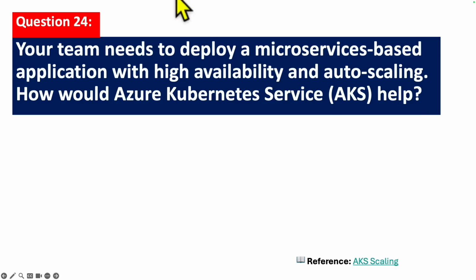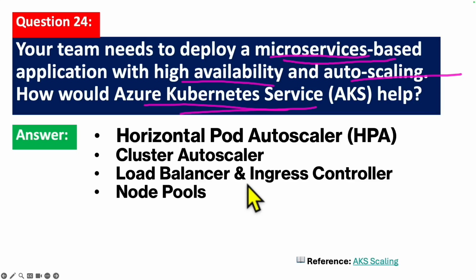Let's look into question number 24. This is a scenario based question. Let's read out the question number 24. Your team needs to deploy a microservices based application with high availability and auto scaling. How would Azure Kubernetes Service help? So key points here are microservices based, high availability and auto scaling. So let's populate the short answer.